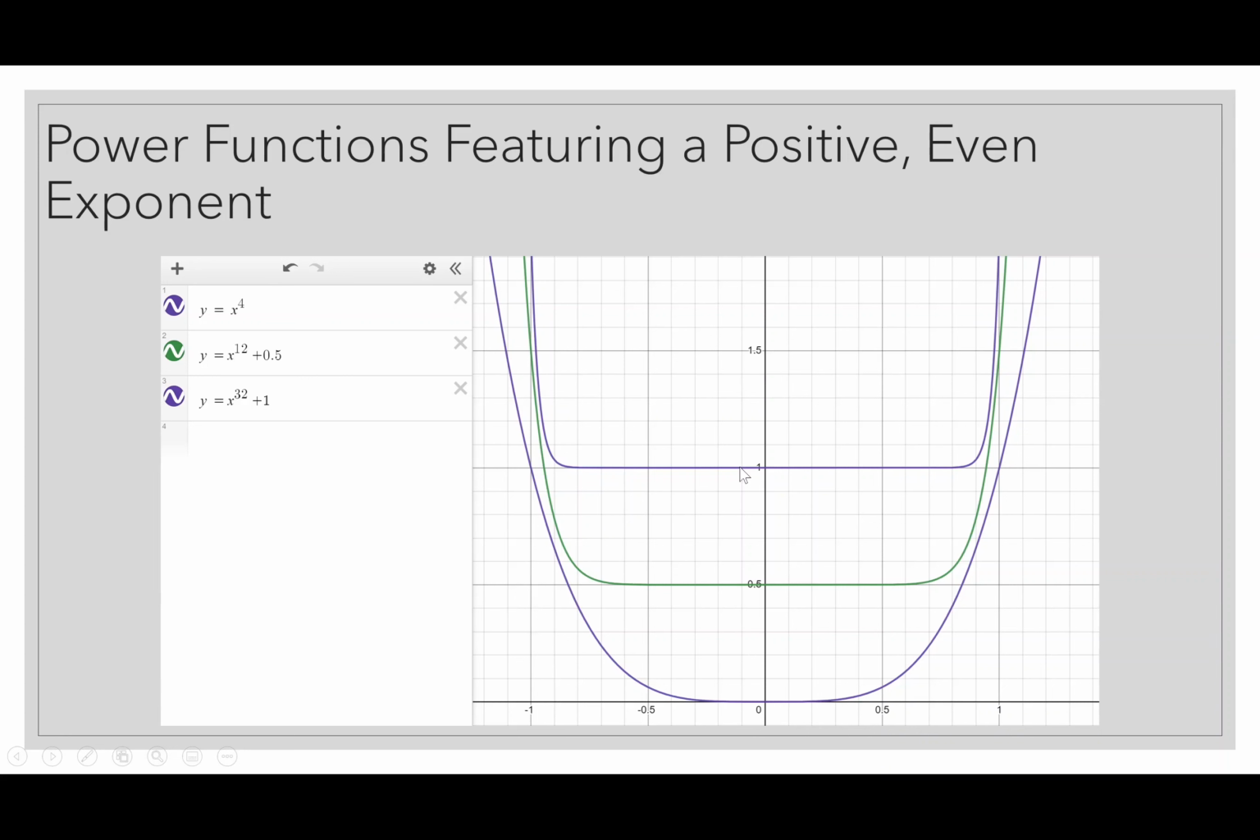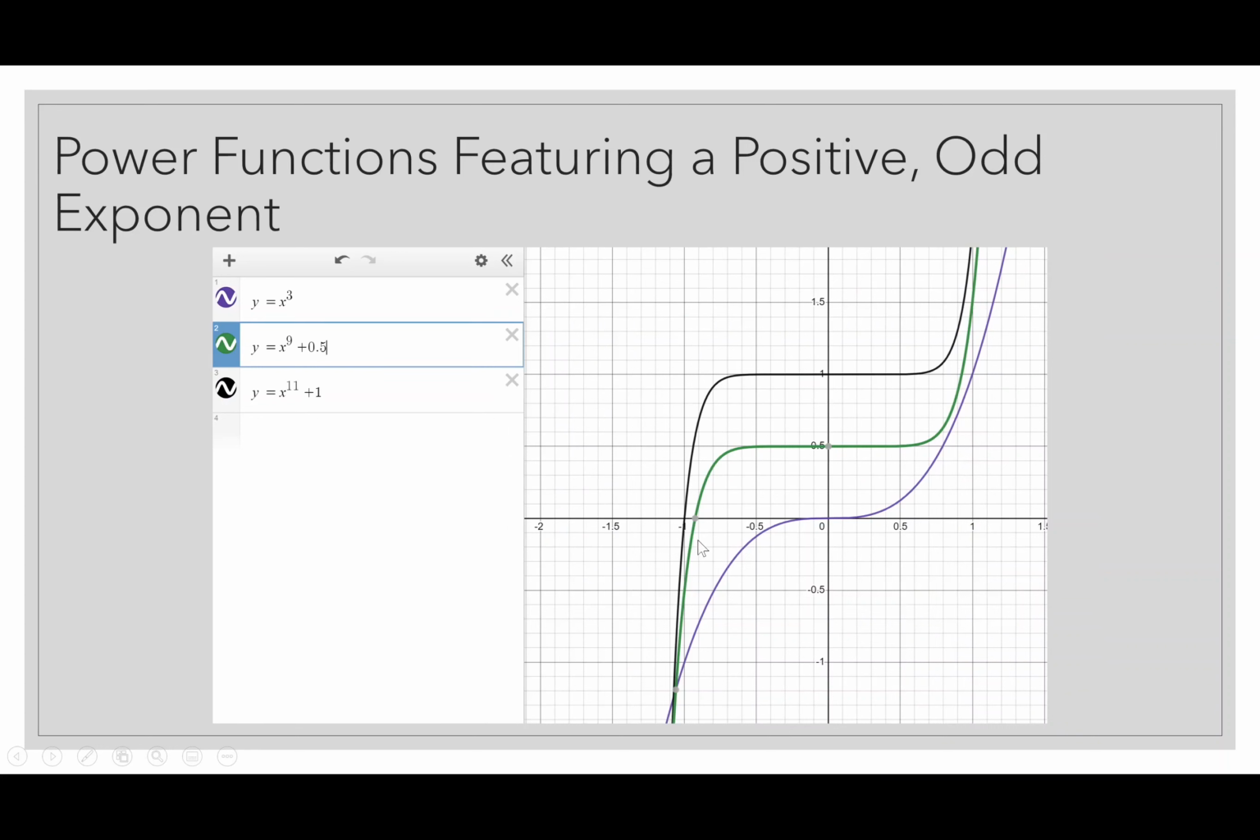So what we can basically say is that, let's say you want to measure the speed of convergence of y to the particular minimum that this function has. Well, depending on how you want to model it, you would be interested in increasing or decreasing the power. But in any case, all of these functions featuring this positive even exponent look more or less like this.